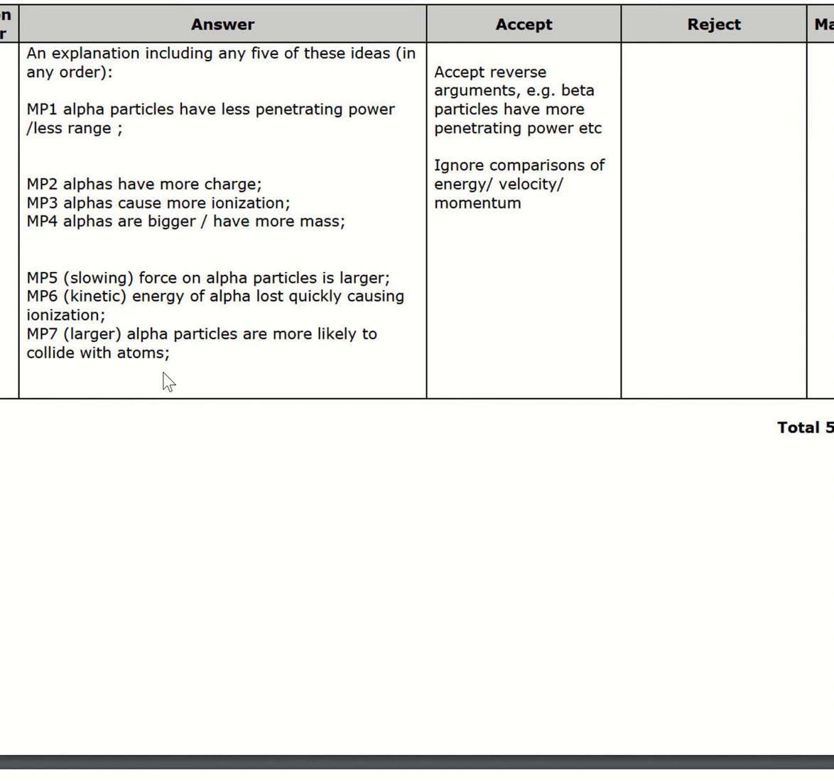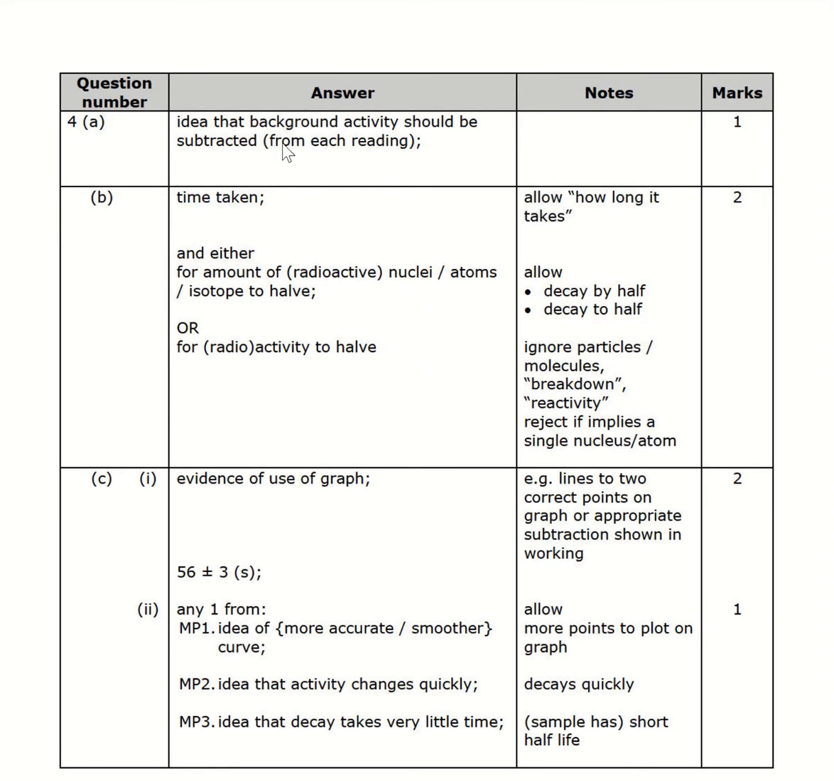A teacher investigates the half-life of a radioactive isotope that decays quickly. A teacher measures the background activity. Explain how this value should be used in the investigation. So in the end, the teacher should subtract background activity from each reading.